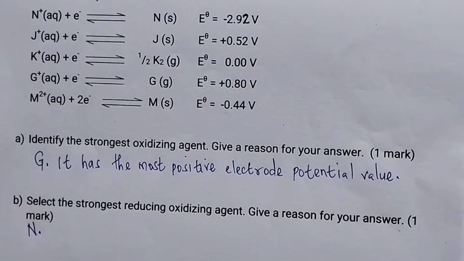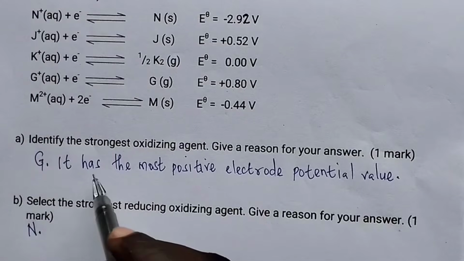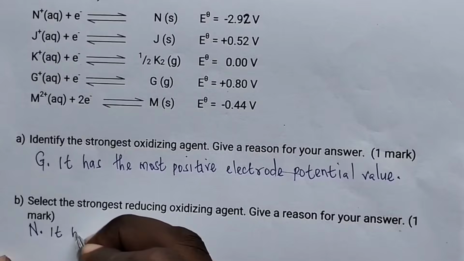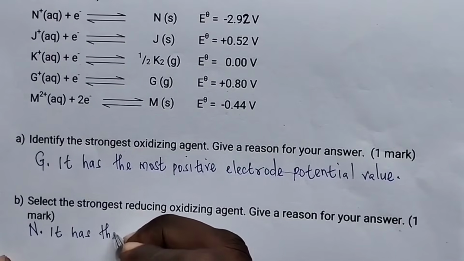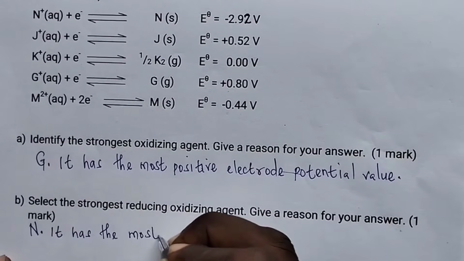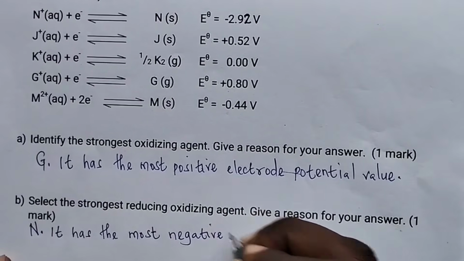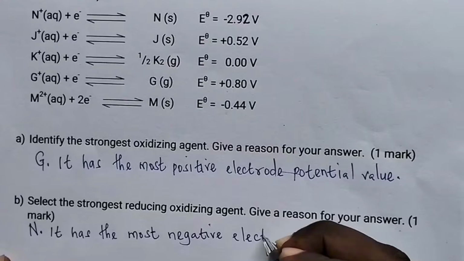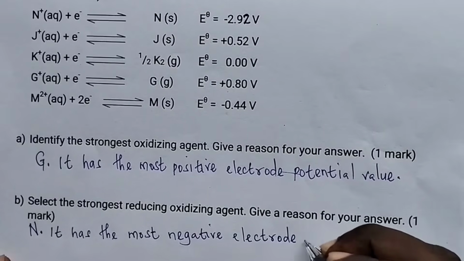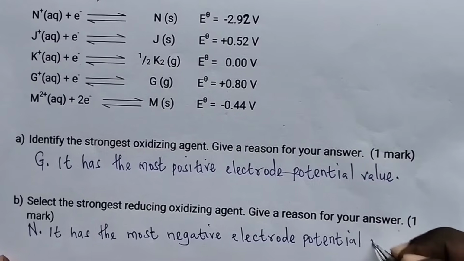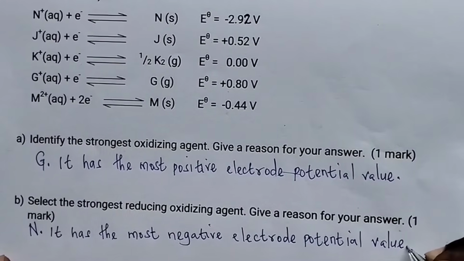So what will be the reason? The reason will be the opposite of what we said in part A. You say it has the most negative electrode potential value. That will be our reason.